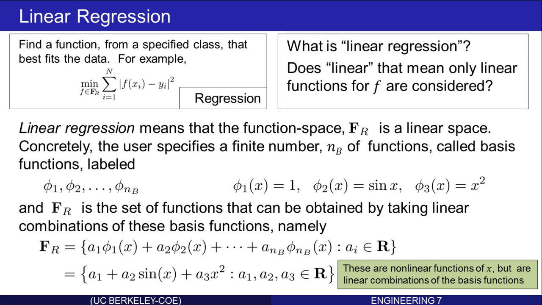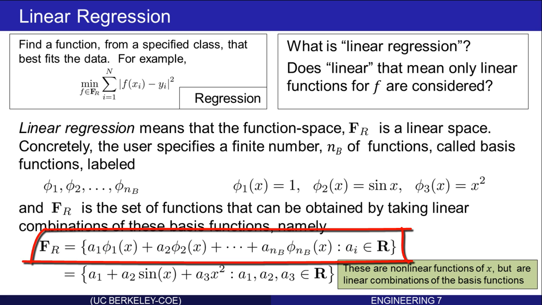And that linear combination of the basis functions is what is referred to when we talk about linear regression. The specified class of functions, f sub r, that we will do our search over is defined by a finite set of basis functions and is all possible linear combinations of those basis functions.